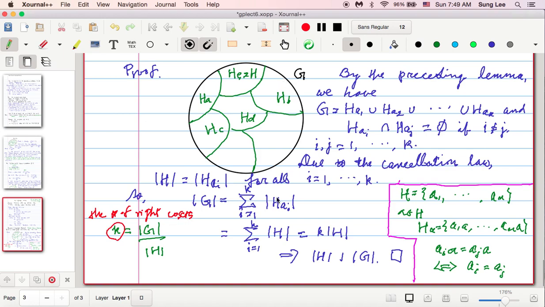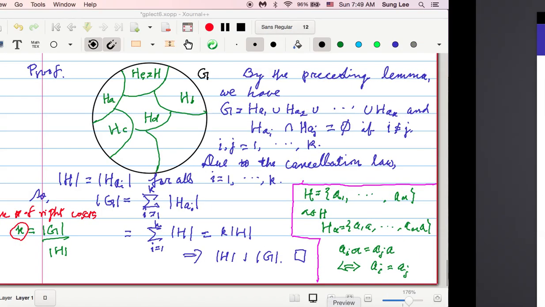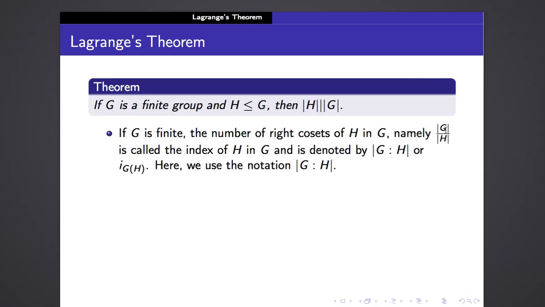Okay, the number of right cosets. So we have this, right? That's the number of right cosets. Now this is called the index of H in G, and it's denoted by this notation or that, okay? But I prefer to use this first notation, so that's what I'm going to use from here on. So we use this notation for the index of H in G.